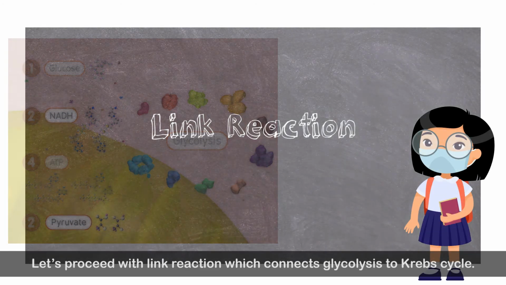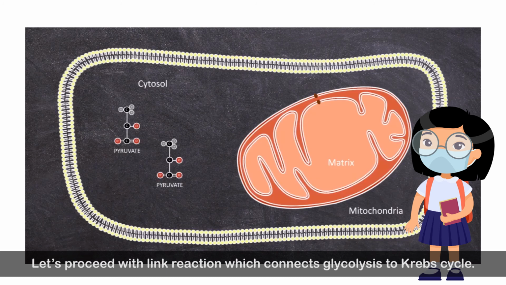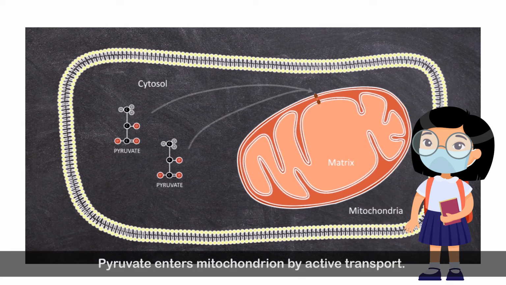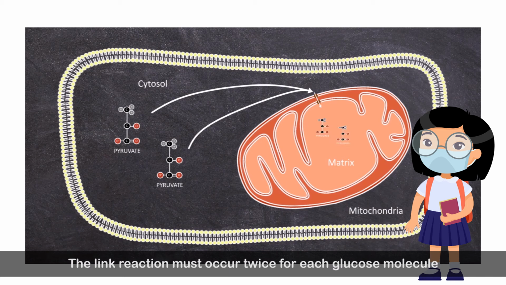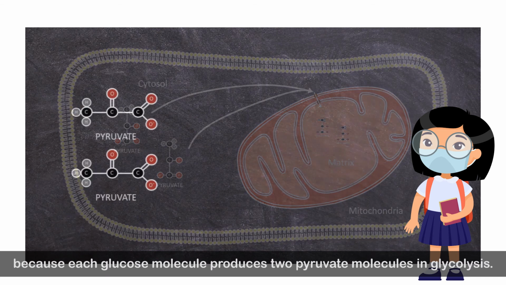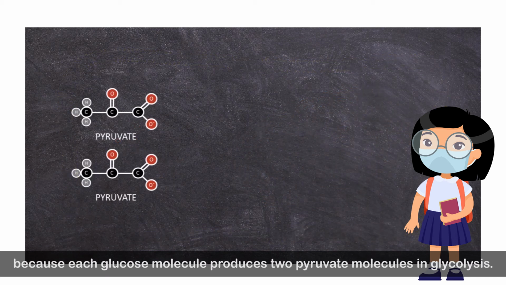Let's proceed with the link reaction, which connects glycolysis to the Krebs cycle. The link reaction occurs in the presence of oxygen gas. Pyruvate enters the mitochondrion by active transport. The link reaction must occur twice for each glucose molecule because each glucose molecule produces two pyruvate molecules in glycolysis.